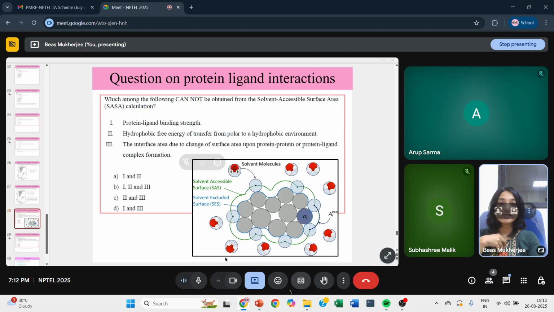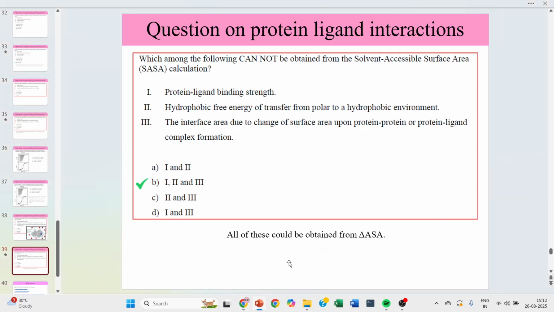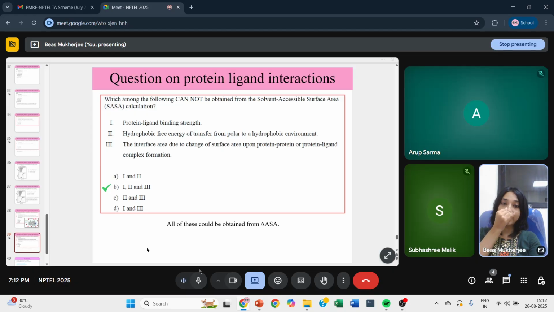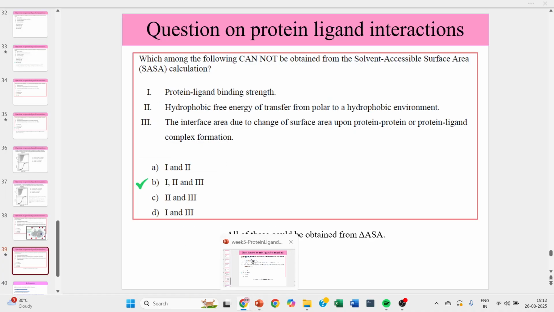Okay. So if we look at the answer, the answer is B. So all of these different things can be obtained from the change in the solvent accessible surface area.